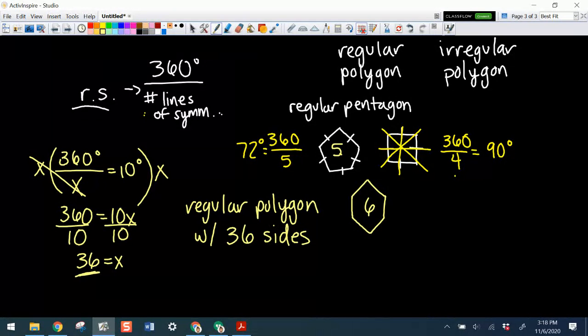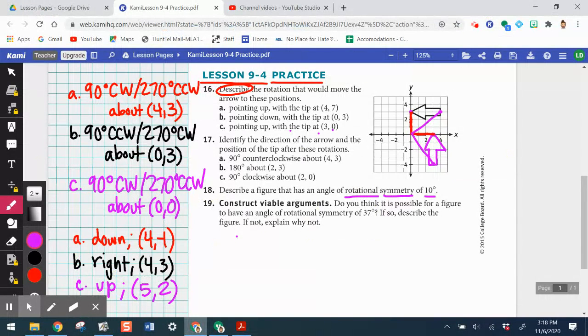So what we're seeing is the connection, especially for regular polygons, that however many sides are congruent is more often than not how many lines of symmetry we'll have. And so if the end goal was to have a degree of rotational symmetry of 10 degrees, then we need 36 sides so that we could rotate it 10 degrees and it would appear to map onto itself. So let's go back and add that answer.